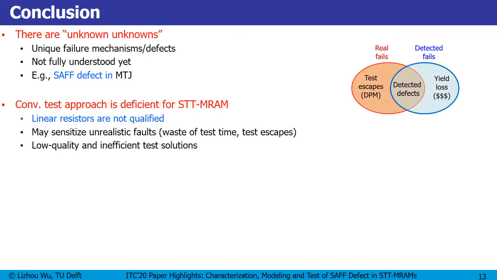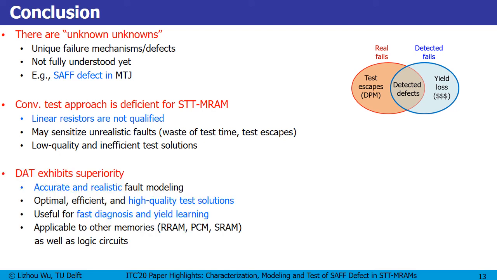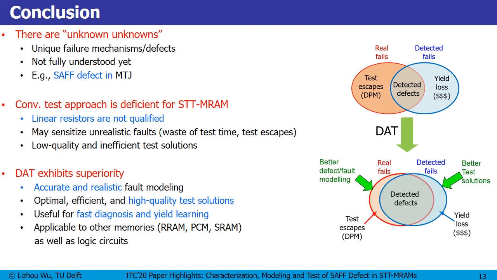We demonstrate that the conventional test approach is deficient for STT-MRAM. This is because linear resistors are not qualified to model all defects. It may sensitize unrealistic faults, leading to a waste of test time and test escapes. It results in low quality and inefficient test solutions. As an alternative, we also demonstrate DAT is better than the conventional test approach. This is because DAT gives us more accurate and realistic fault models. It leads to optimal, efficient test solutions.